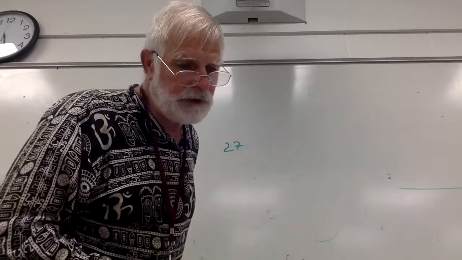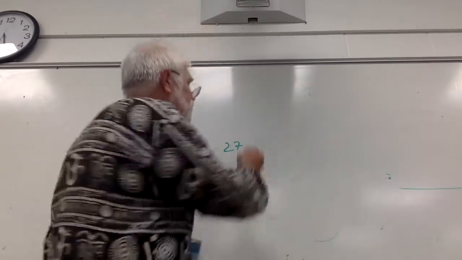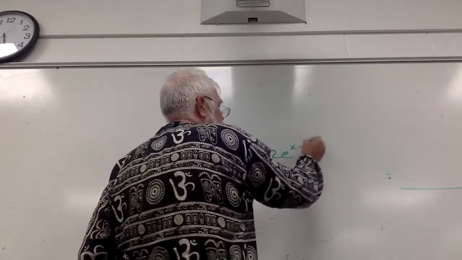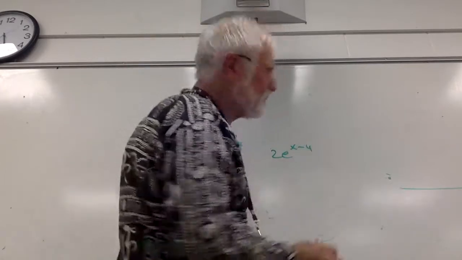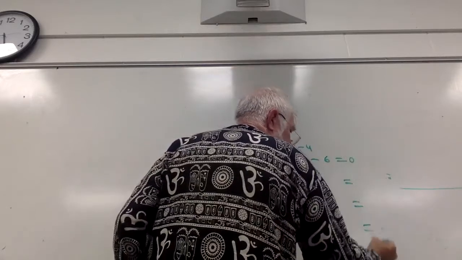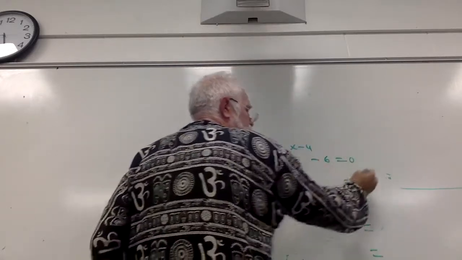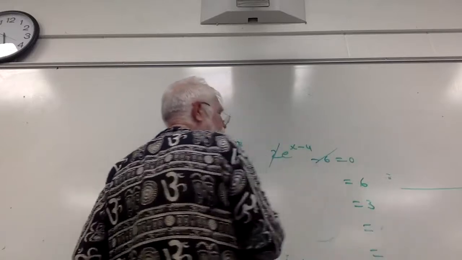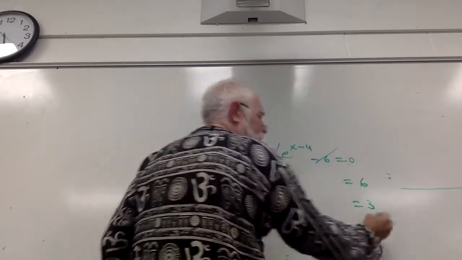All right, 2e to the x minus 4 minus 6 equals 0, number 28. You're allowed to do this in my class, right? So what's the inverse of minus 6? Positive 6. What's the inverse of multiplication by 2? Division by 2. What's the inverse of e? ln.